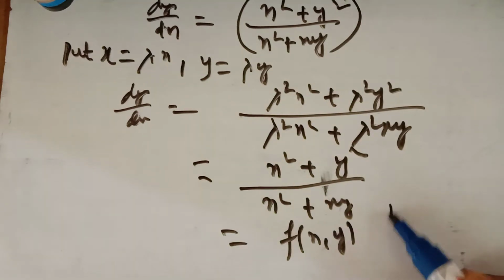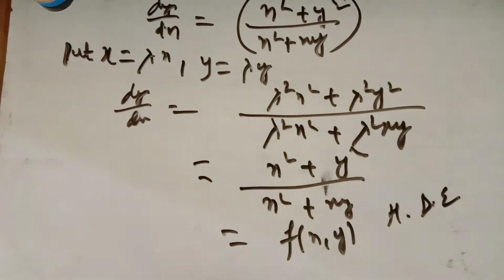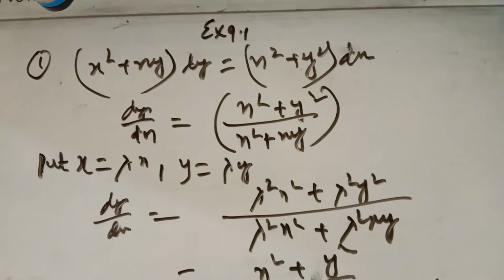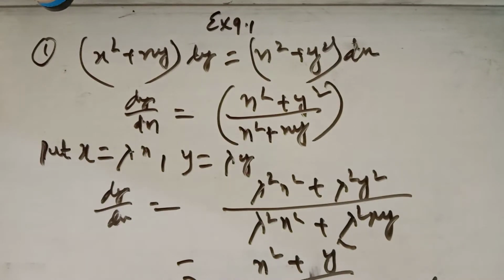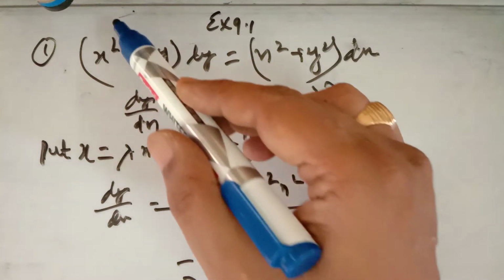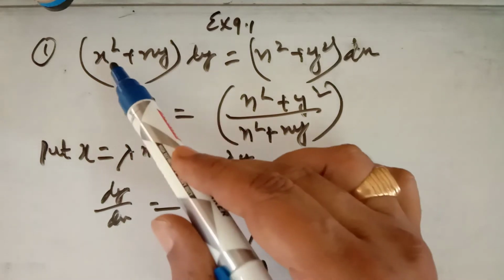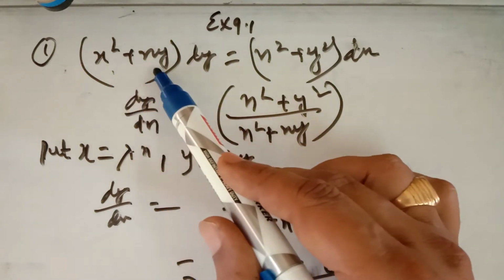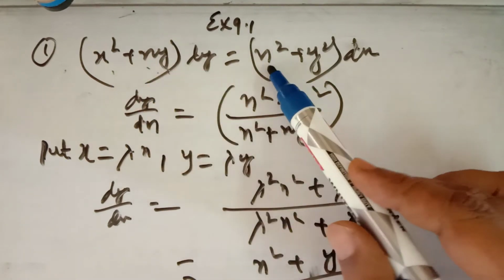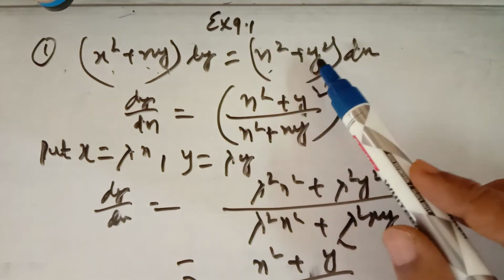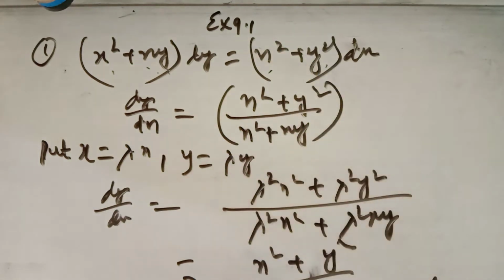So it is a homogeneous differential equation. Or if it is not given, and you have to show that it is a homogeneous differential equation, how can you find it easily? If you see that the degree of every term is 2. The degree of this term is 2, the degree of this term is altogether 1 plus 1, that is 2, and the degree of this term is also 2, so it is a homogeneous differential equation.